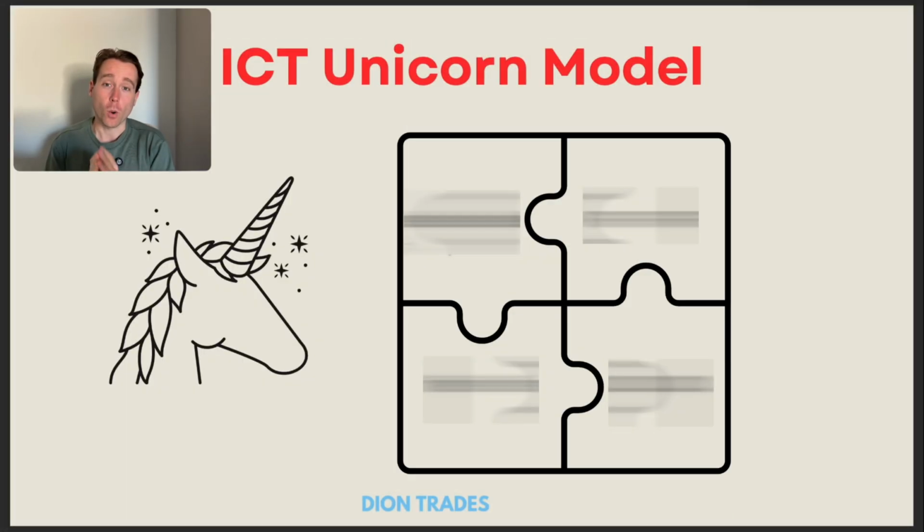When you want to determine where to find the ICT unicorn model, you need to look at 4 puzzle pieces. 4 puzzle pieces that will rule them all. And let's go over the first one. And the first one is one of the most powerful concepts in trading, and that is called the breaker.